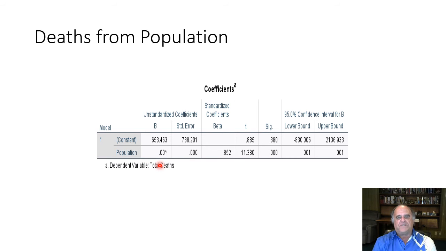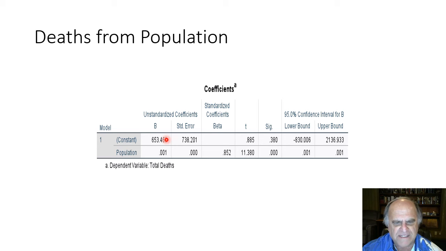The B value for the population is rather low. It's 0.001. Of course, that's because our populations are pretty big. I mean, in some states we're talking about from 10 to 40 million. And compared to the number of deaths, the B value is going to be relatively small. The standard error on it is also very small.